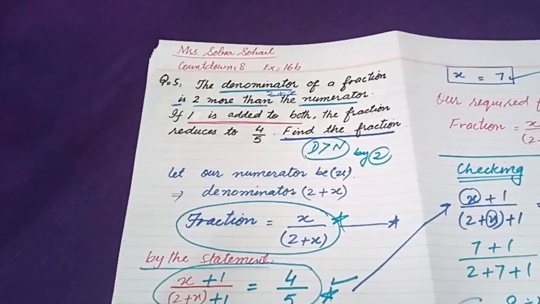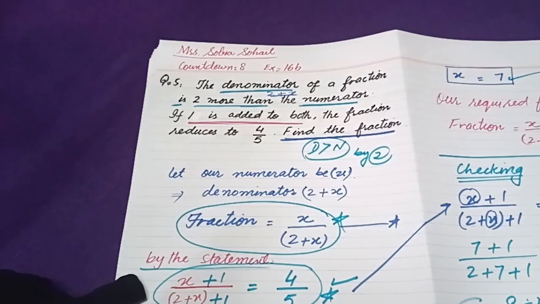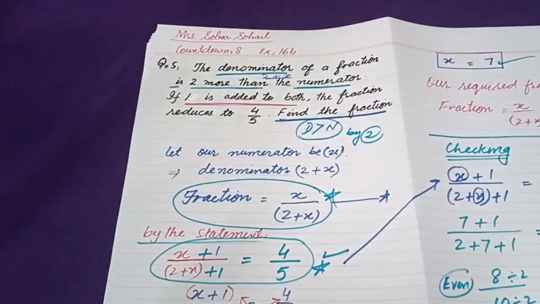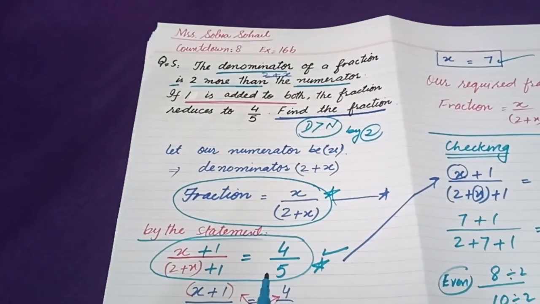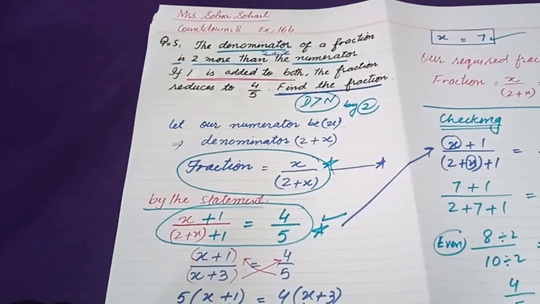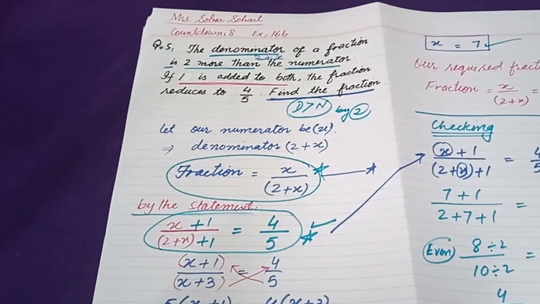Now we will solve this fraction according to the algebraic equations, with the same rule. First I will write as it is, x plus 1 over x plus 3. Then cross multiplication will be done. In the cross multiplication, 5 multiplies this term and 4 multiplies the other term. So it will become 5 times x plus 1 equals 4 times x plus 3.